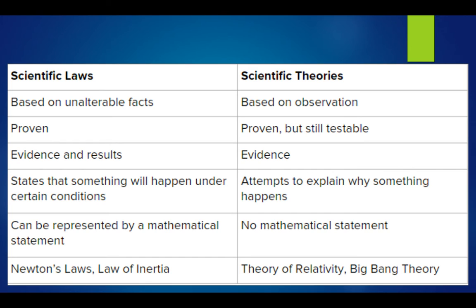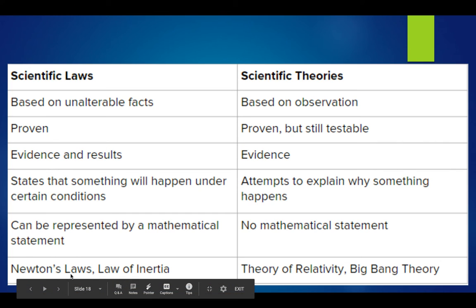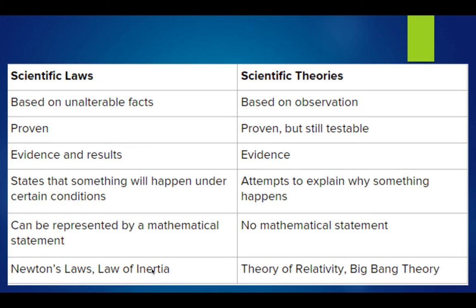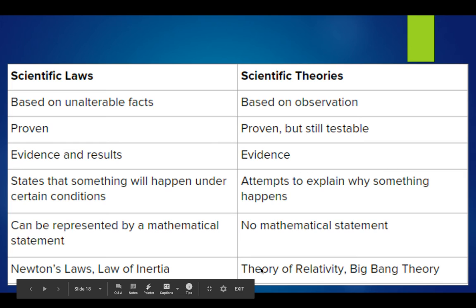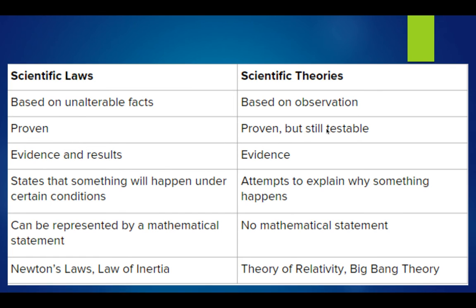You can look through this and see all the different things that they have, kind of the same, kind of different. One of the main things that I'd like to point out is that typically scientific laws will say Newton's law, the law of inertia, Boyle's law, all these different things. Scientific theories will often say theory in them. So, theory of relativity, the Big Bang theory, theory of evolution. Another thing that I would like to point out too is that scientific laws are proven, scientific theories are proven, but still testable.